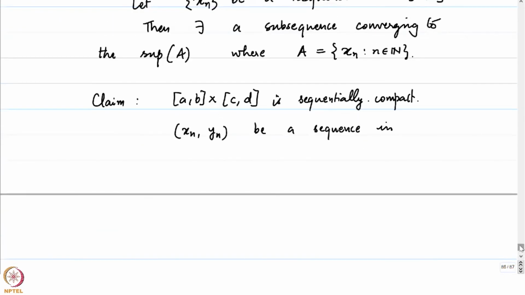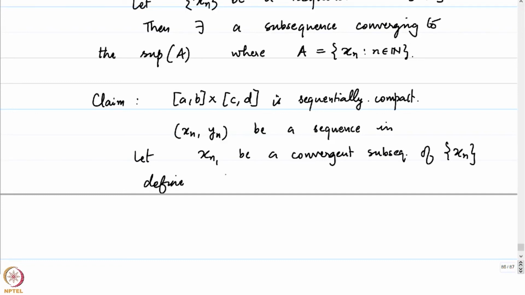Now we will show that this is also sequentially compact. How do we go about doing that? Let xnk be a convergent subsequence of xn, of just the first coordinate. Remember that these xn's belong to the closed AB, and therefore we have a convergent subsequence. Now define a new sequence.